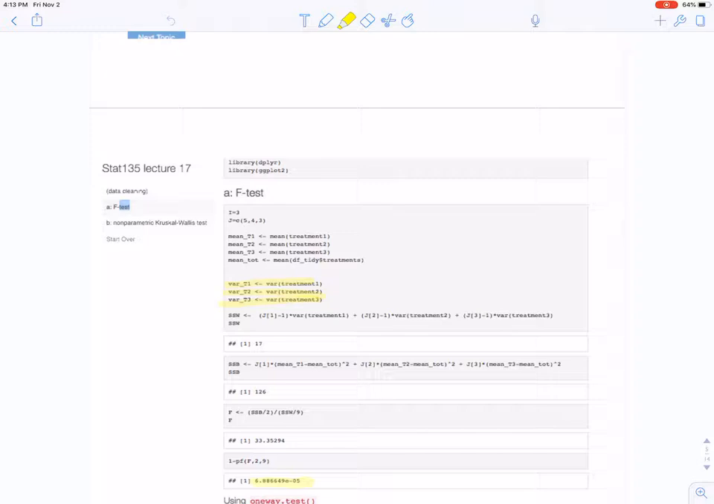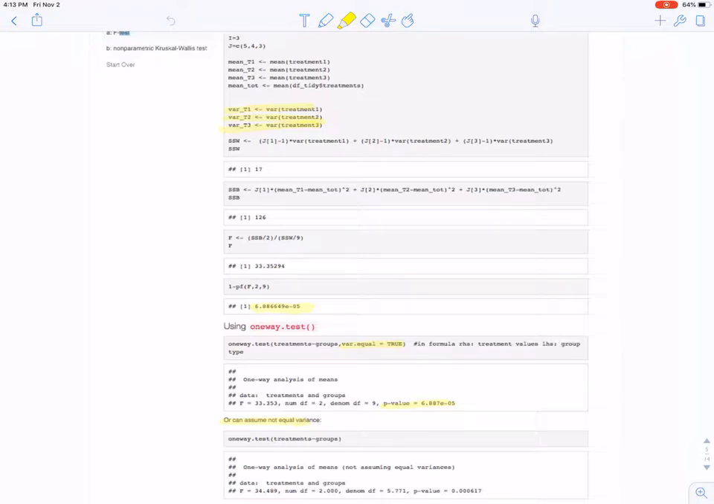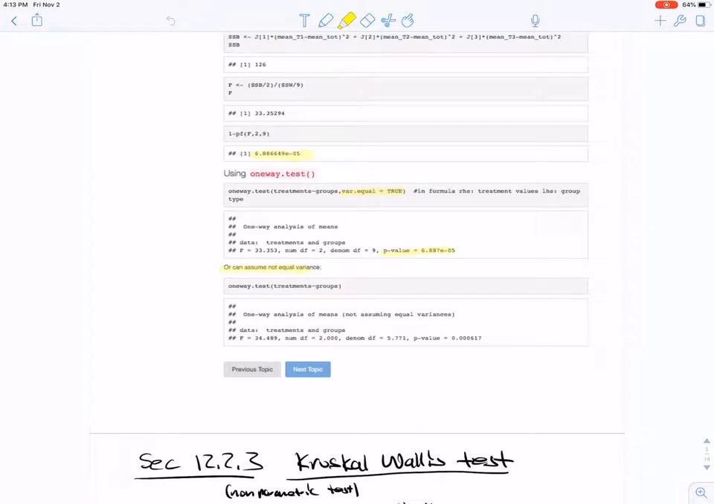I'm computing by hand the SSW and the SSB and the F statistic and the p-value of the F statistic, which is really small, so we would reject. I do that by hand because I don't like black boxes, but here is a black box. The one-way test function: you just enter the treatment and a vector of the group sizes and whether your variances are equal or not, which hopefully they are, then out it spits the p-value. So it gets essentially the same as what we got.